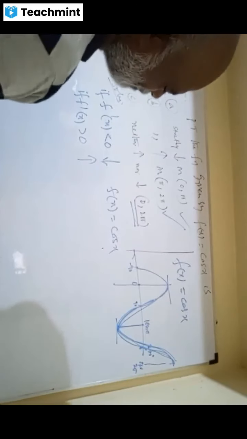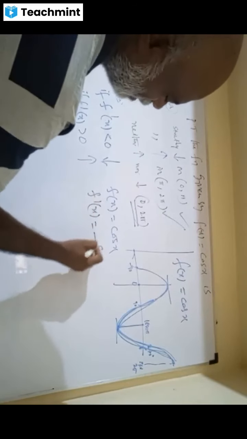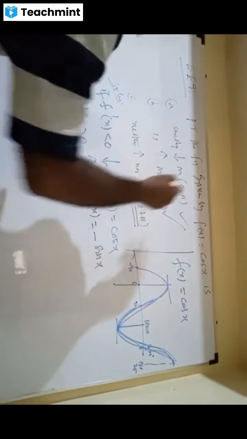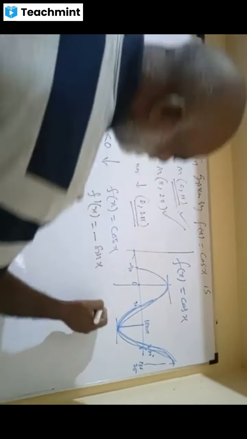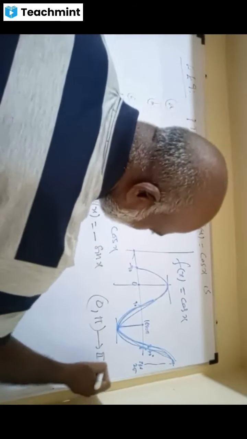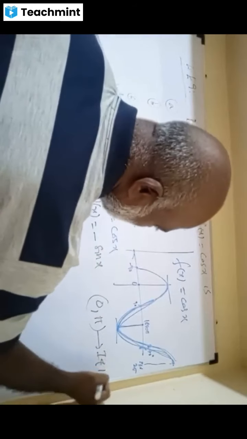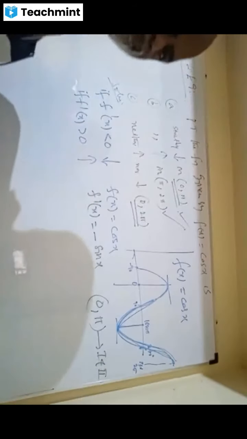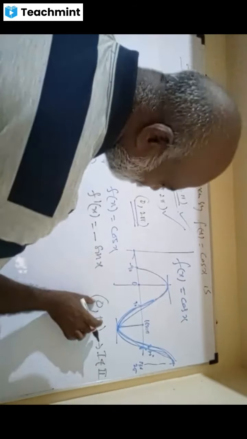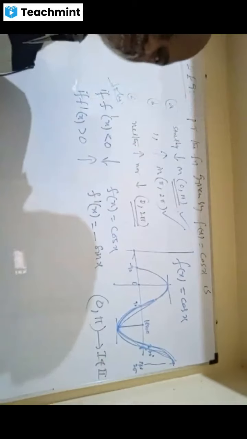Let's say f of x equals cos x. What is f dash x now? Minus sin x. Now let us consider 0 to pi. 0 to pi, it is in the first and second quadrant. Yes or no? The interval is from 0 to pi means what? It spreads over the first and second quadrant.